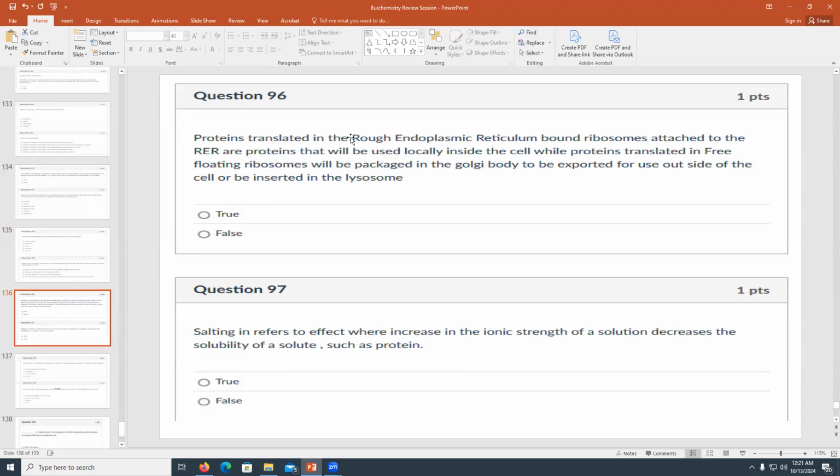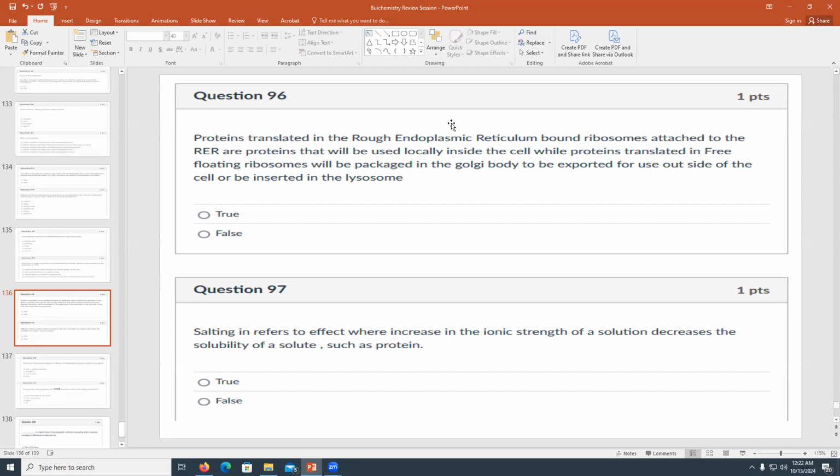Proteins translated by ribosomes attached to the rough endoplasmic reticulum are proteins that will be exported out, not used locally, but sent out. And the proteins synthesized in free-floating ribosomes will be used inside. The ones made in ribosomes attached to the rough endoplasmic reticulum will be packaged in the Golgi body, and they will be exported for use outside of the cell, or they will be inserted in the lysosome. So this is incorrect.